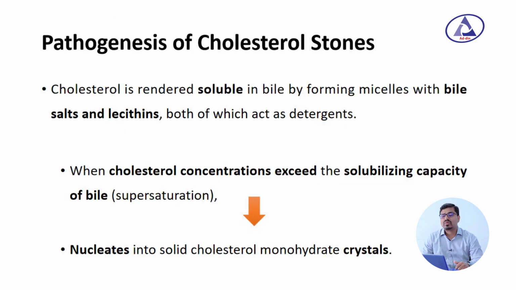Now, pathogenesis of cholesterol stones. Cholesterol is rendered soluble in bile by forming micelles with bile salts and lecithins, both of which act as detergents. When cholesterol concentration exceeds the solubilizing capacity of bile, supersaturation nucleates into solid cholesterol monohydrate crystals.